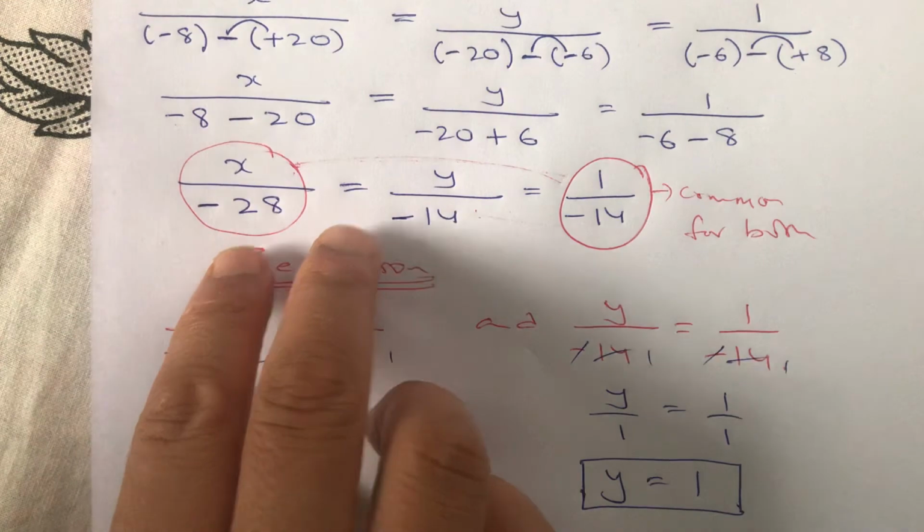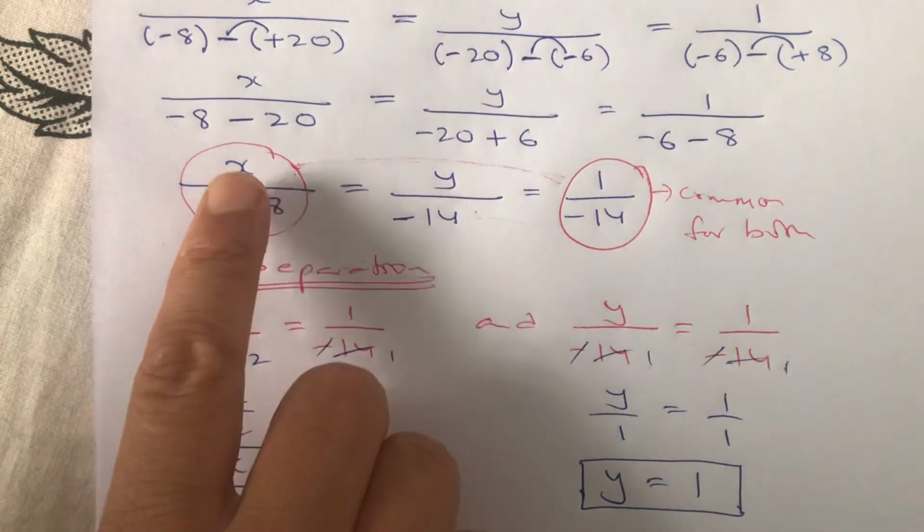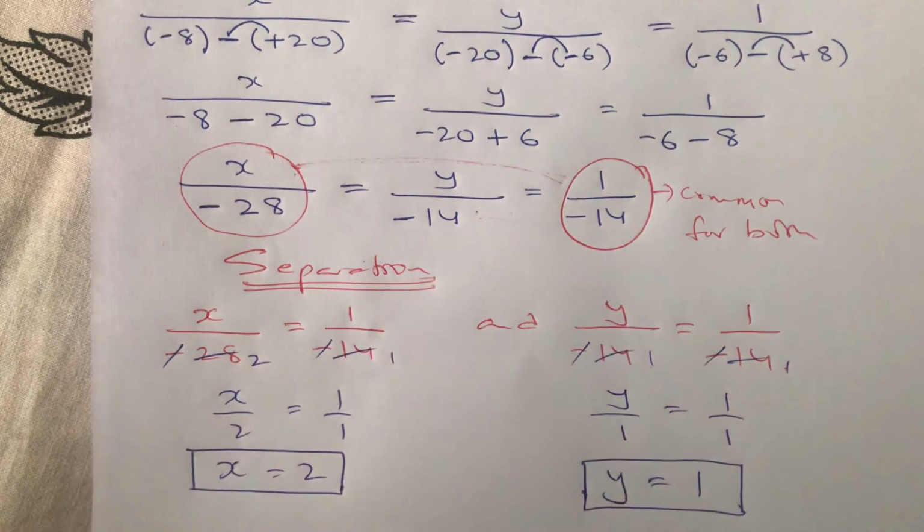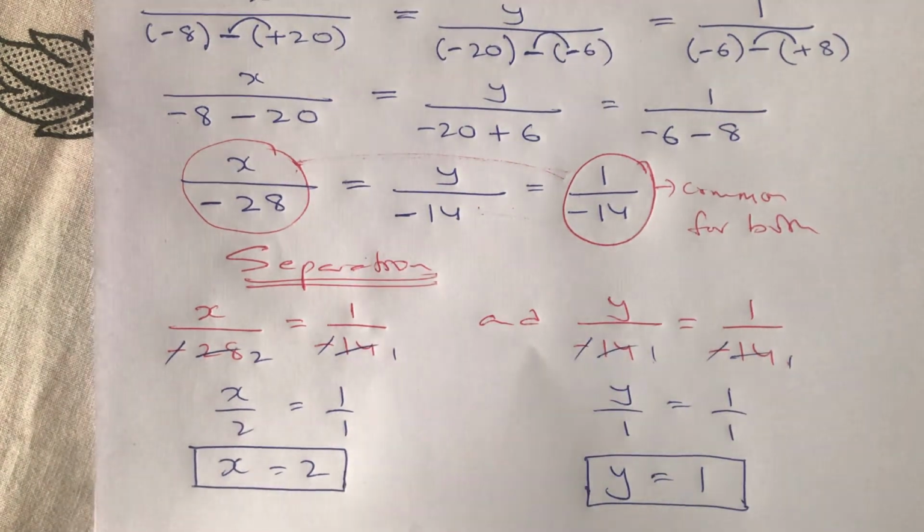And then once I've reached this, then we have to separate. x will be equal to whatever the value is, and y will also be equal to the value, and then do a normal cross multiplication, get the value of x and y.